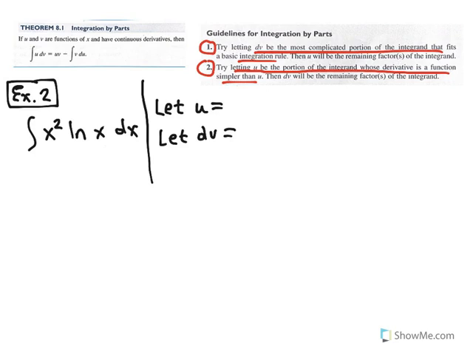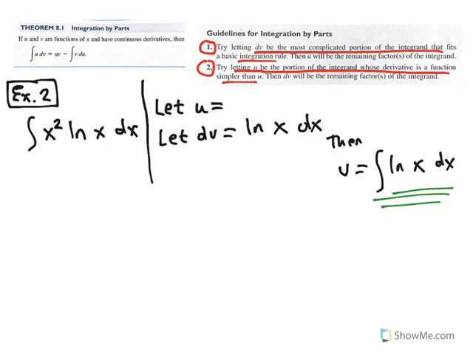You don't want to do this. You don't want to let dv be equal to the natural log of x dx. Why not? Because to find v, you would have to integrate. So v would be the indefinite integral of natural log of x dx. And at this point in time, we don't know what this indefinite integral is. So this is not a good choice for dv.